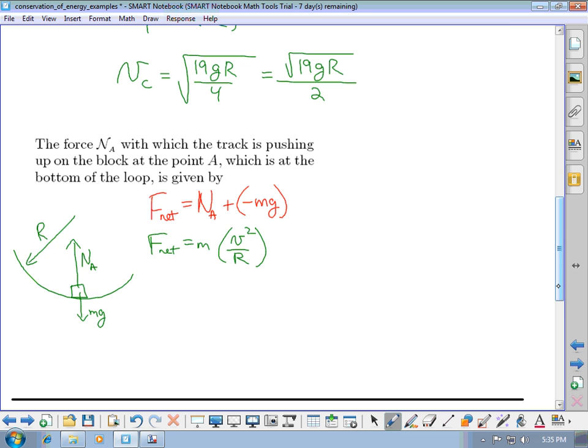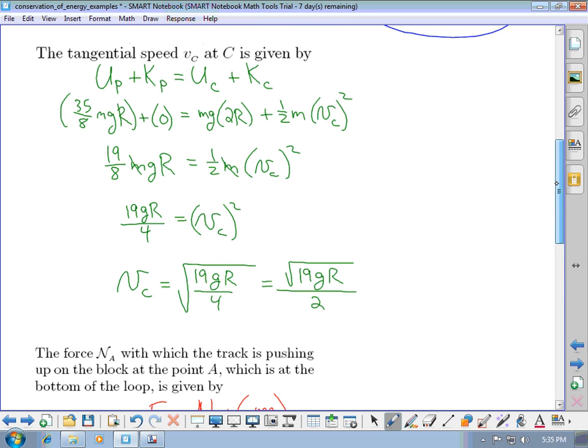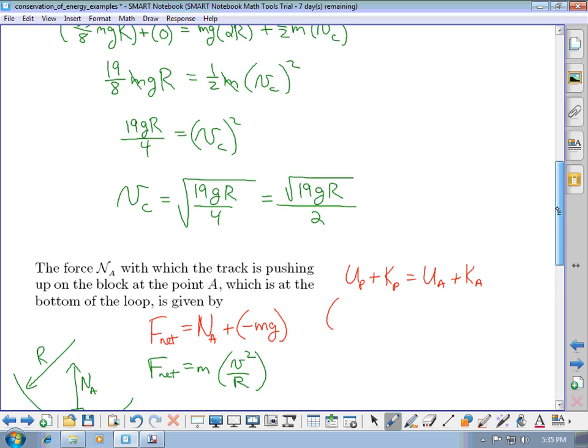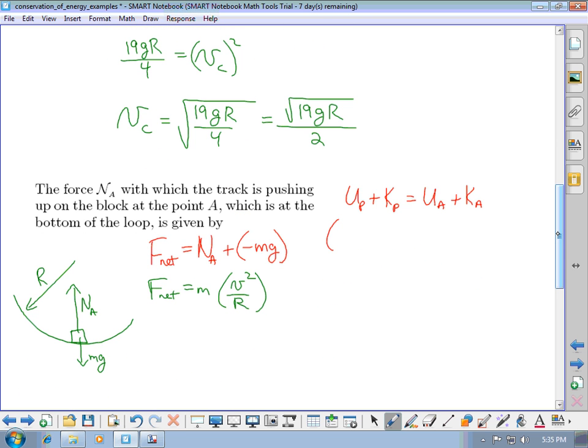To find the speed at point A, I can look at any point in the motion. So if I look at point P and point A, my potential energy at the beginning was 35/8 mgR. There was no kinetic energy. And then at point A, there's no potential energy, just 1/2 times m times the speed at A squared.